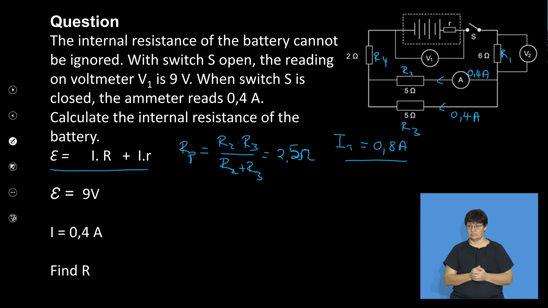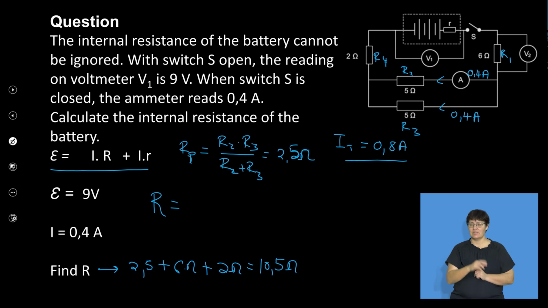This is R parallel. So the total resistance will be the 2.5, which is in series with the 6 ohms, which is in series with the 2 ohms. 6 plus 2 is 8, and 8 plus 2.5 is 10.5 ohms. But we want to appreciate that this is R external, which is 10.5 ohms, and we are interested in calculating the internal resistance.